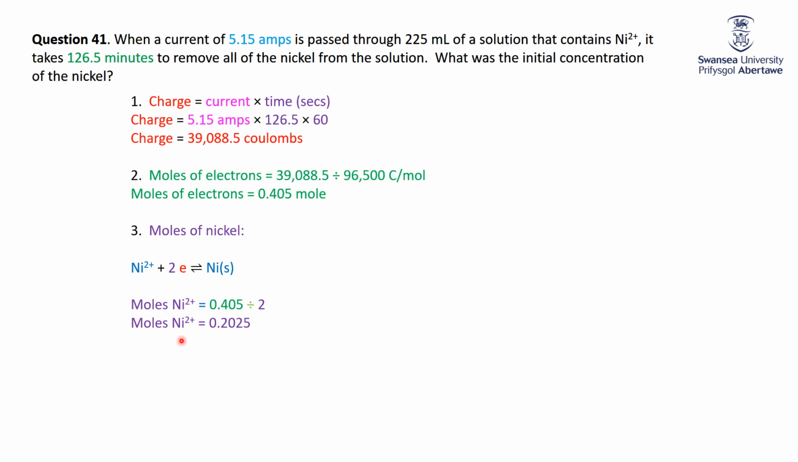Now, at this point, it says what was the initial concentration of the nickel? Well, of course, concentration is equal to moles over liters. We just figured out we have 0.2025 moles of nickel, and we had 225 milliliters, or 0.225 liters, which is a concentration then of 0.9 moles per liter. Hopefully those last few ones were kind of fun for you. It's just regular old stoichiometry with the little twist of having to figure out the moles of electrons from the coulombs, etc.